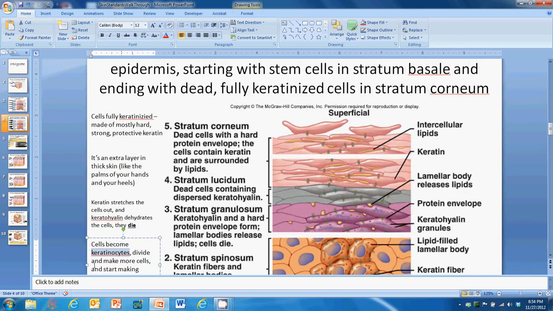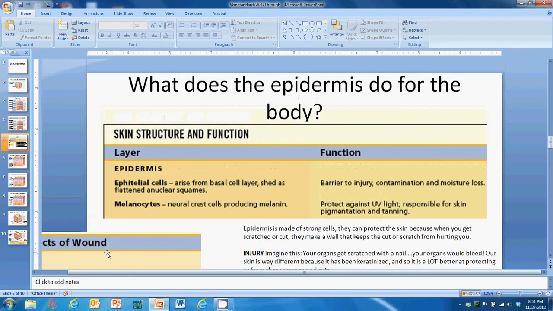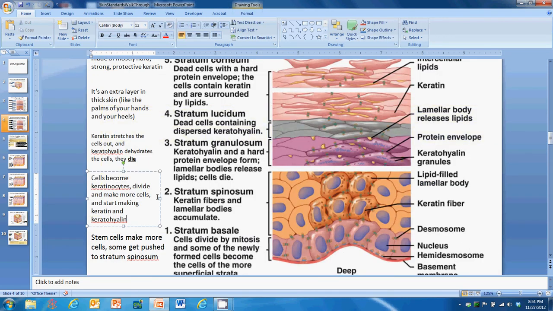Keratinization. Keratinocytes. Those sound the same for a reason. They're going to divide and make more cells and get packed together. And they're going to start making keratin and keratohyalin. Keratin is a tough protein that makes the cells strong. And keratohyalin dehydrates the cells.